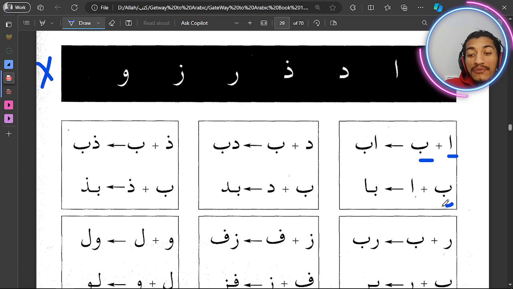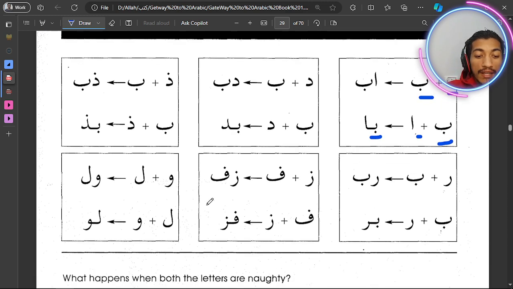But if Ba is before Alif, Alif is a naughty letter, but it can connect to the previous ones. This is Ba and Alif connected to it. And that's it for the rest of the naughty letters. Let's do one like this one. Waw and Lam. If Lam comes after it, Waw is a naughty one and it will not connect. If Lam comes before it, it connects. In general, what you have to know is that the naughty letters, those six letters, don't connect to the next letter. They only connect to the previous ones.